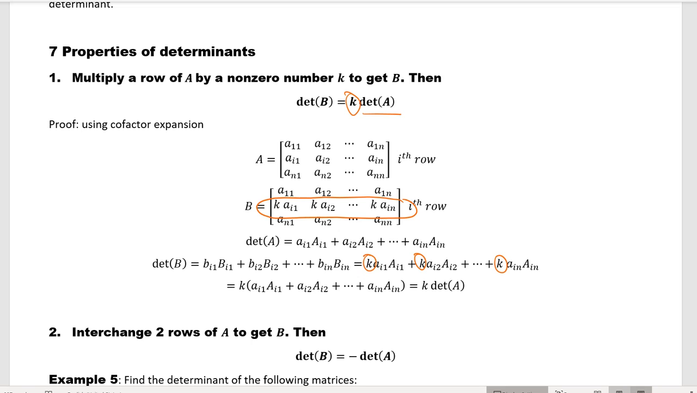And similarly, this is not only for rows, you can multiply a column. Because you can do row cofactor expansion or column cofactor expansion, it's the same idea.